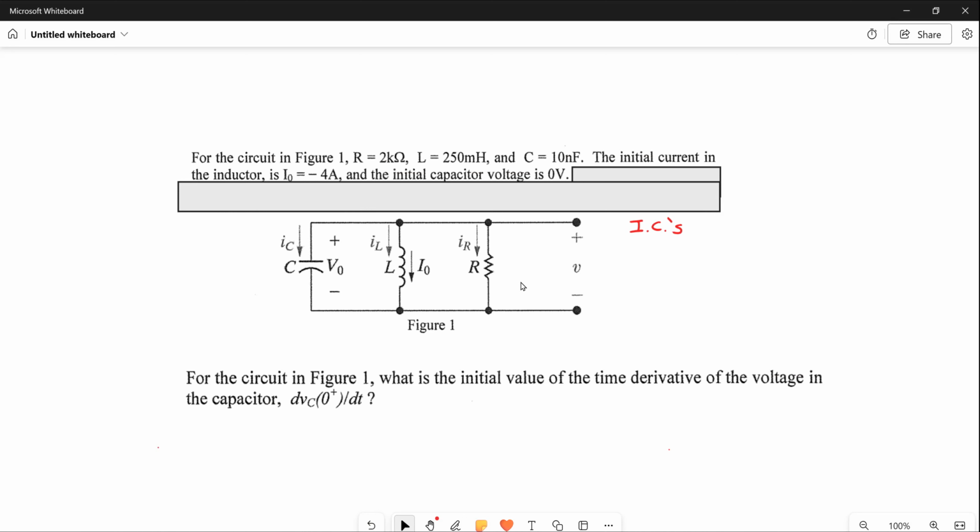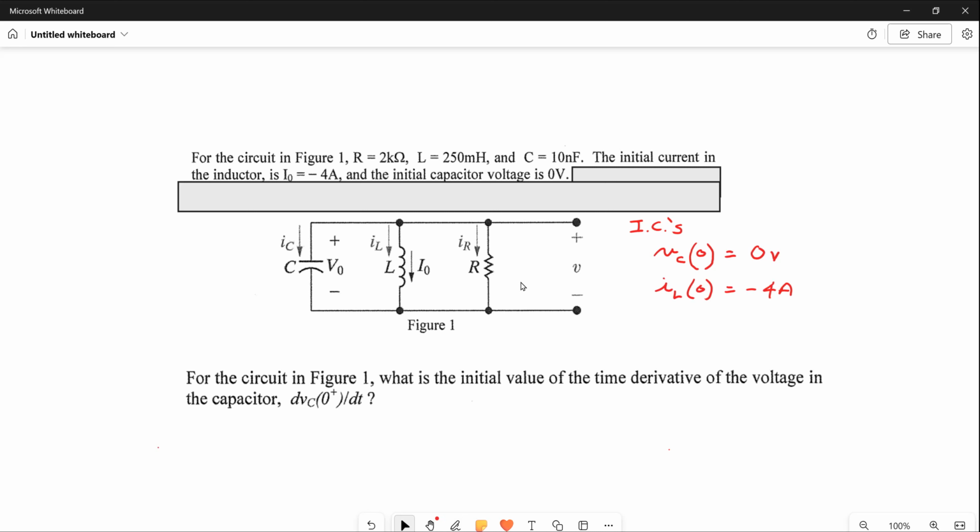So if you take a look here, the initial condition is the voltage across the capacitor. It's a parallel circuit, it's the same voltage. The voltage across the capacitor at 0 is equal to 0 volts, given in the statement of the problem, and the current in the inductor at 0 is equal to minus 4 amperes. You always have to establish initial conditions. Either find them or they're given to you.